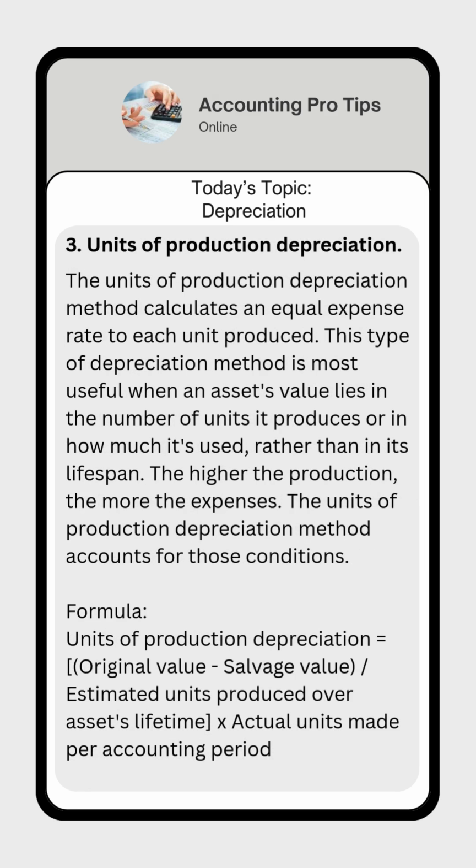3. Units of production depreciation. The units of production depreciation method calculates an equal expense rate to each unit produced. This type of depreciation method is most useful when an asset's value lies in the number of units it produces or in how much it's used, rather than in its lifespan. The higher the production, the more the expenses. The units of production depreciation method accounts for those conditions. Formula: units of production depreciation equals original value minus salvage value, divided by estimated units produced over asset's lifetime, multiplied by actual units made per accounting period.